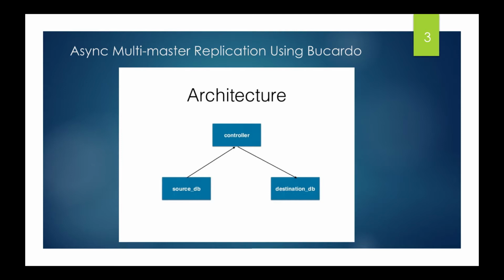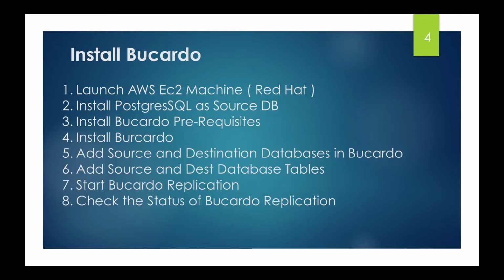So that's why, on my source DB over the EC2 machine, I am going to install Bucardo. Basically, you just have to add the source and target to Bucardo. There is no direct relation where it should be installed. Okay, so these are the high level steps.